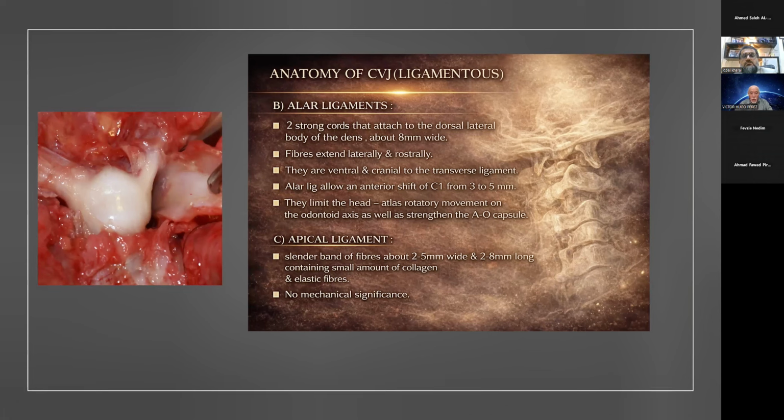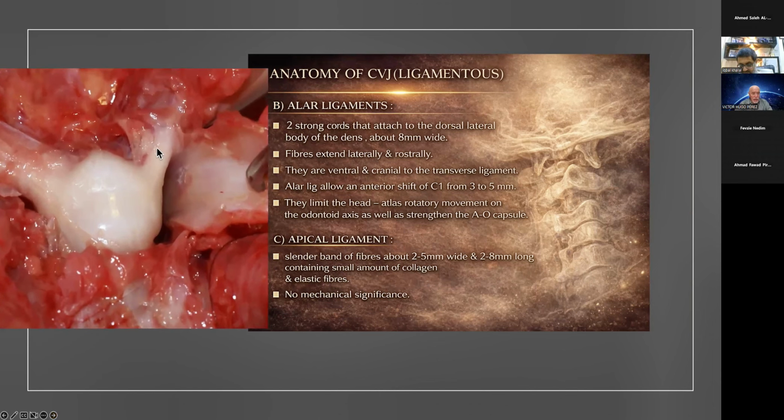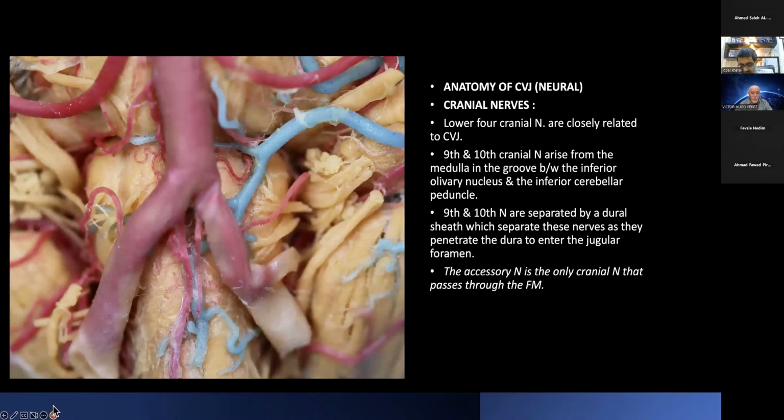The alar ligaments allow an anterior shift of C1 of 3 to 5 millimeters. They limit the head-atlas rotatory movement on the odontoid axis, as well as strengthen the capsule of the apical ligaments. The apical ligament is a slender band of fibers about 2 to 5 millimeters wide and 2 to 8 millimeters long, containing a small amount of collagen. It has no mechanical significance. Again, the alar ligaments and the tectorial membrane.